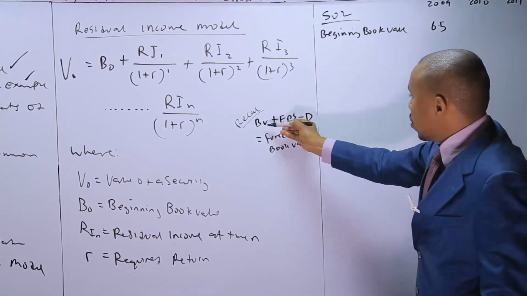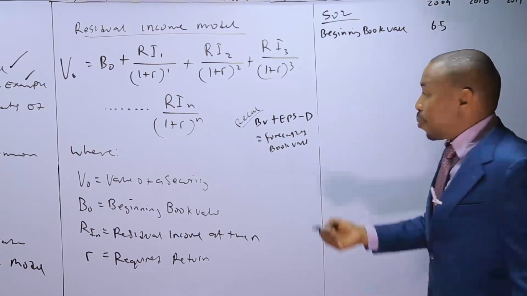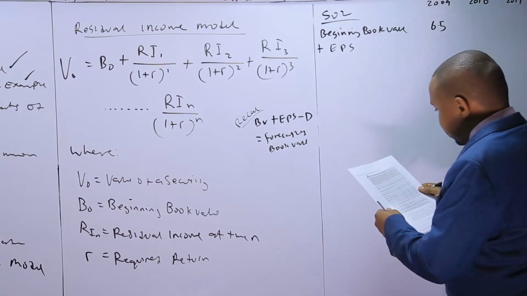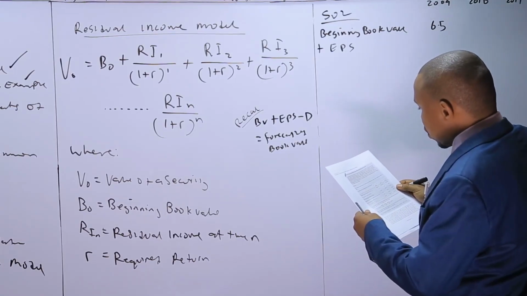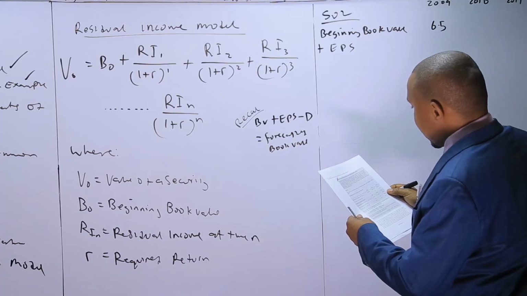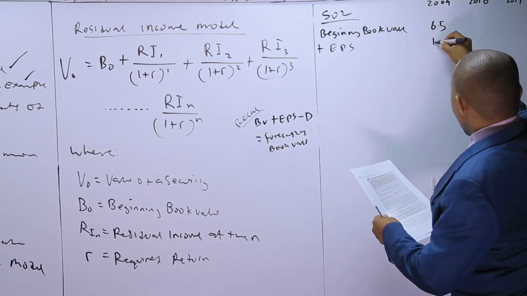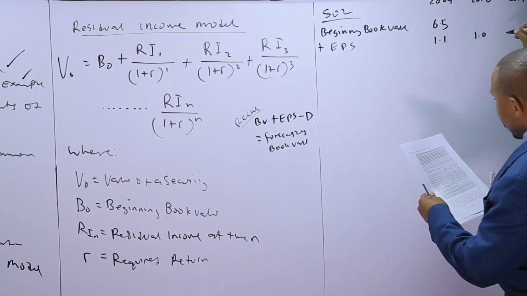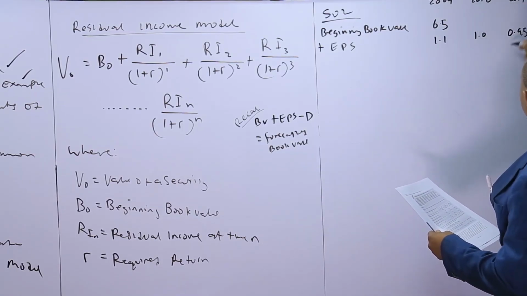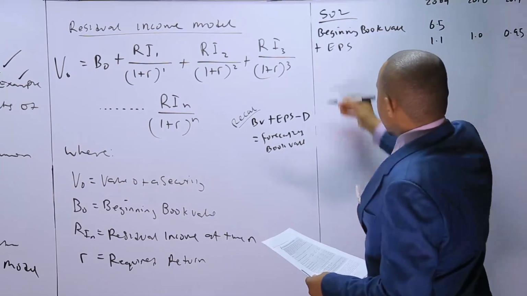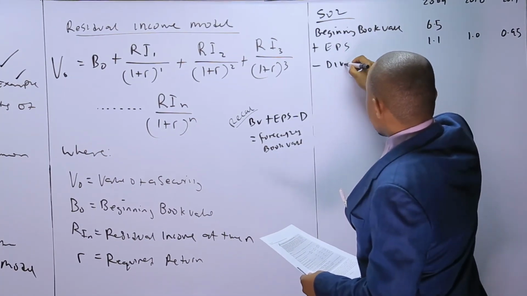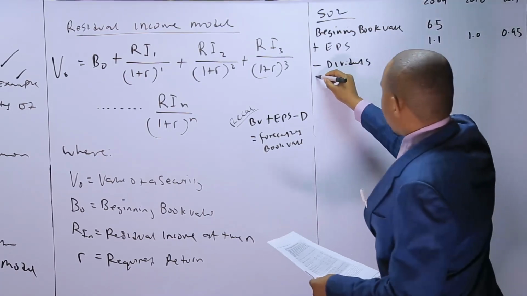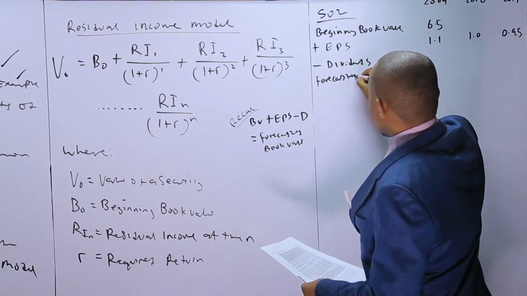So we get the beginning book value, we add the earnings per share, the earnings component. We have been told that the earnings forecast for 2009, 2010, and 2011 are 1.1, 1.0, and 0.95. Once we add the EPS, we now less the dividends. Once we less the dividends, we should be able to get the forecasted book value.